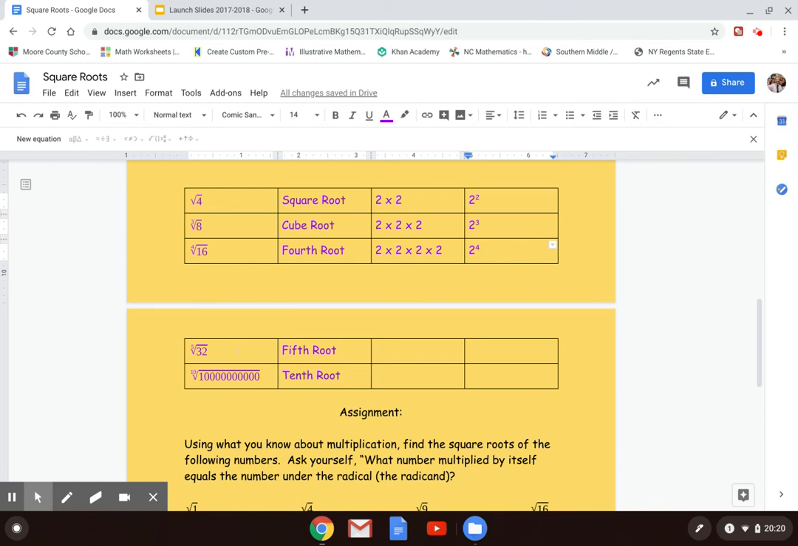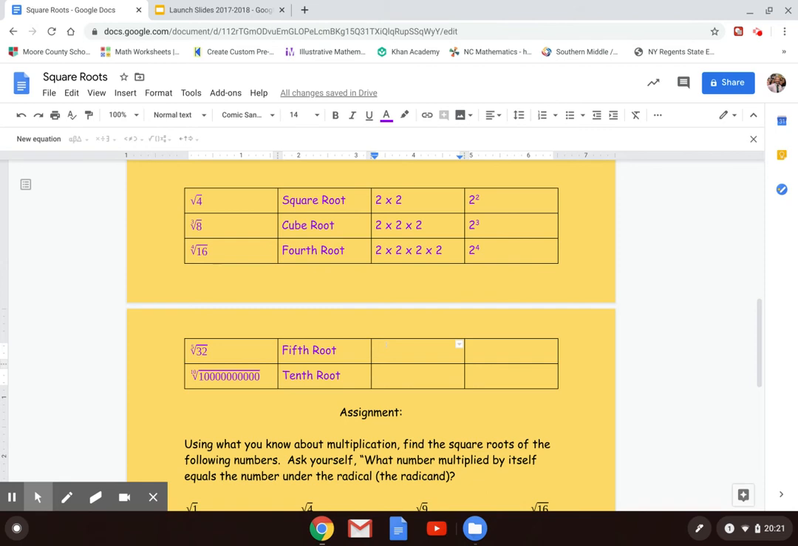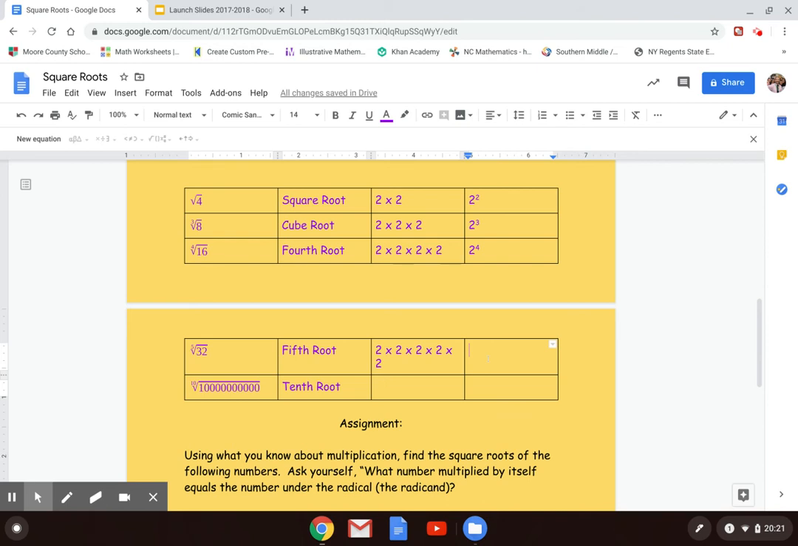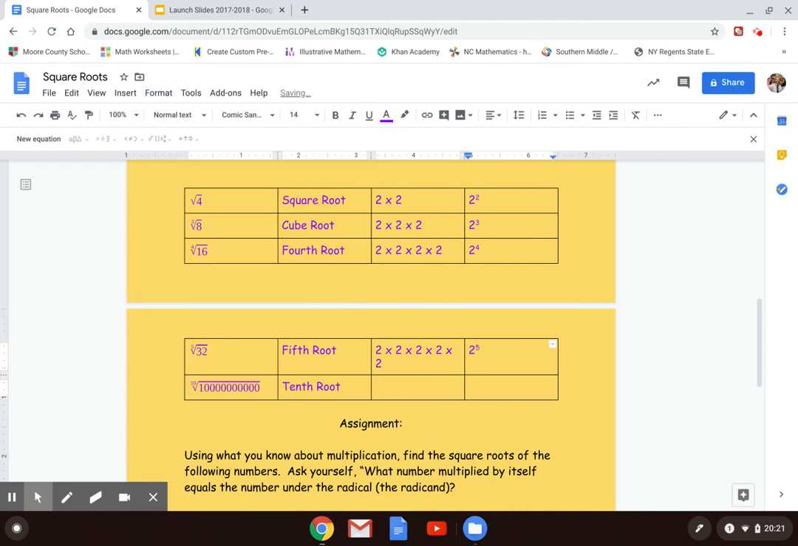All right, so if I come down here to what we call the fifth root, again, you'll see over here my index, or my number right above the 32, is a 5. So that means what number multiplied by itself 5 times is going to equal 32. So 2 times 2 times 2 times 2 times 2. All right, so those 5 2's I would write as 2 to the fifth power. And the fifth root of 32 is going to be just simply the number 2.